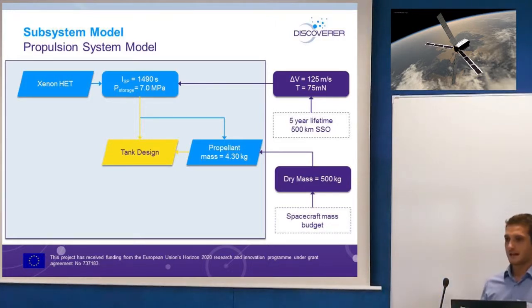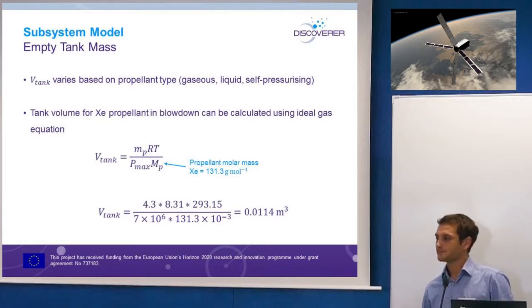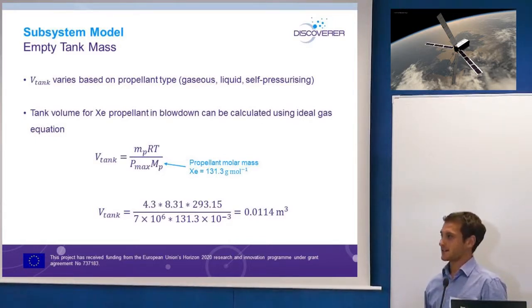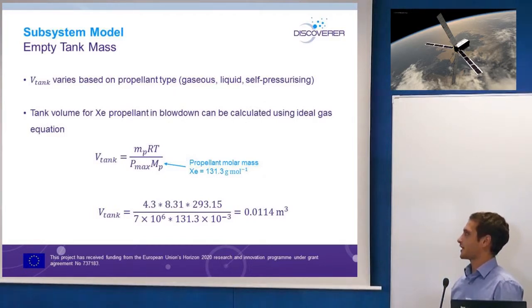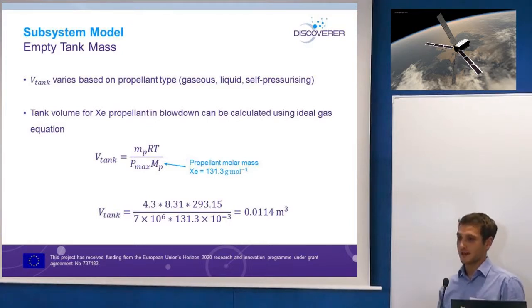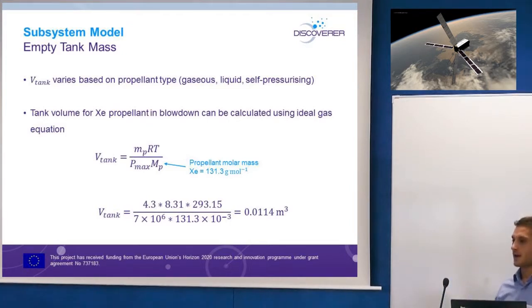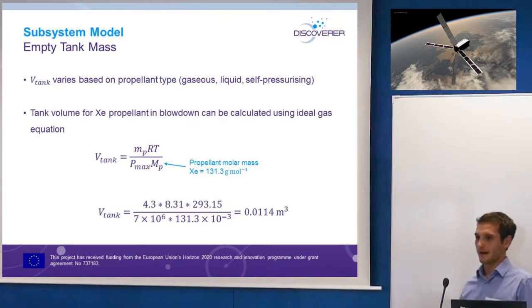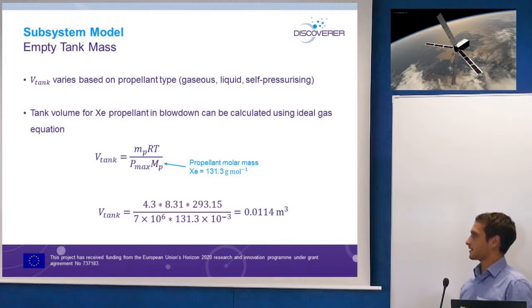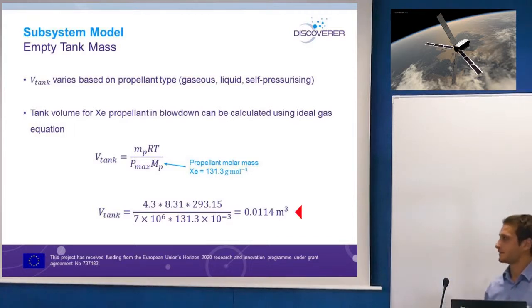So our tank design, again, is informed by relatively simple equations in the first instance. Using the gas relationships, we can work out a volume required in the tank to store our mass of propellant. So we have the volume of the tank, we have the mass of propellant, we have the specific gas constant, we have the temperature at which that's stored, we have the maximum pressure, and we have the molar mass of the propellant. And again, if we plug the numbers into this, we can work out a volume for our tank. This is a relatively small volume due to the relatively small amount of propellant.